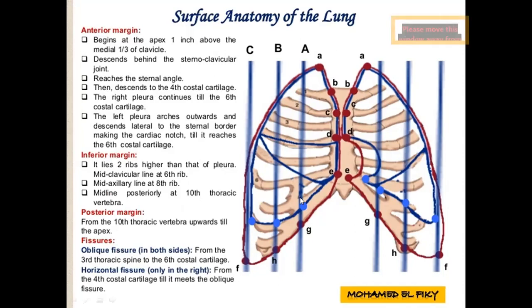Then fissures we have. What are the two fissures we have? One is the oblique fissure and then we have the horizontal fissure. So this is the horizontal fissure and this is the oblique fissure. On the left side we have only the oblique fissure. The oblique fissure starts from the third thoracic spine to the sixth costal cartilage. The horizontal fissure is from the fourth costal cartilage till it meets the oblique fissure.